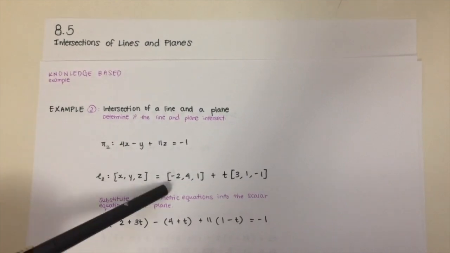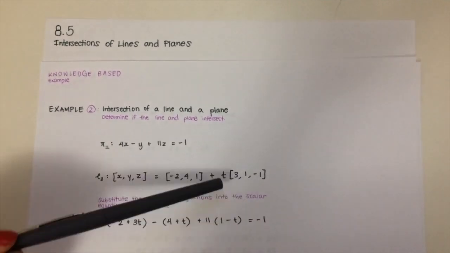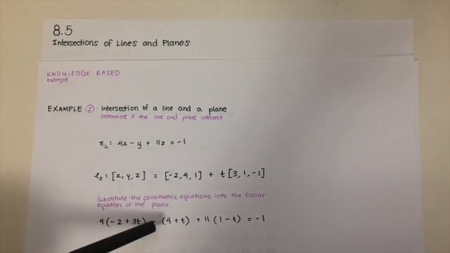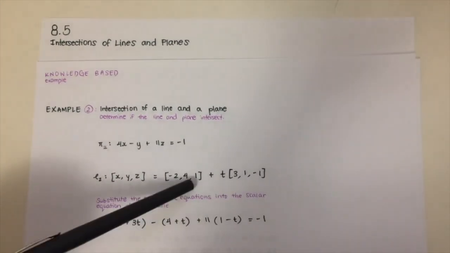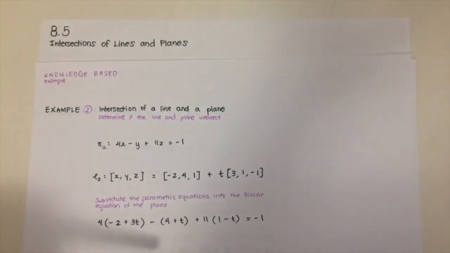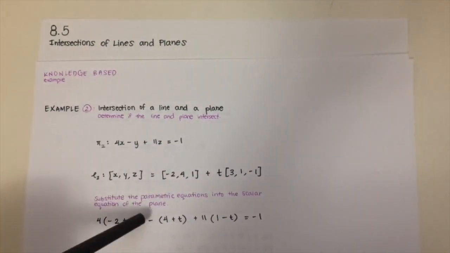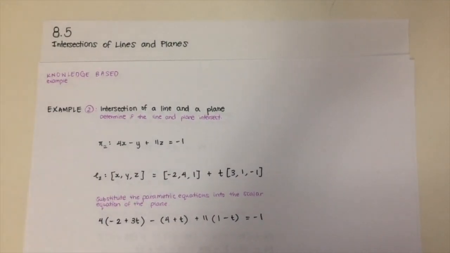So that would be -2 plus 3t, because you have to remember to expand t into the brackets. For y, it would be 4 plus t. For z, it would be 1 minus t. And that would equal -1. And then you would expand and simplify this equation.